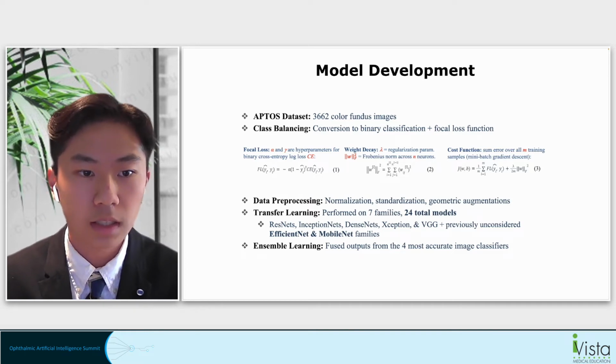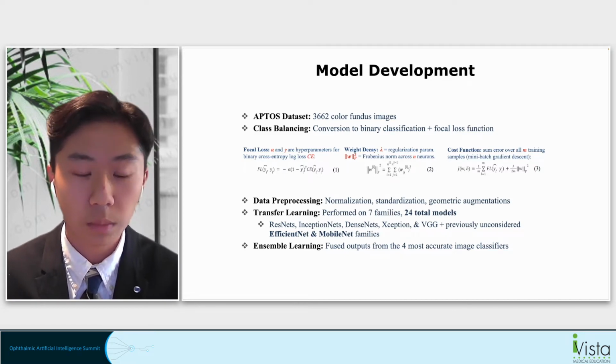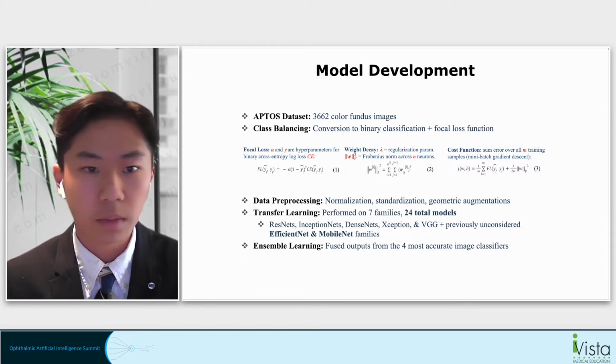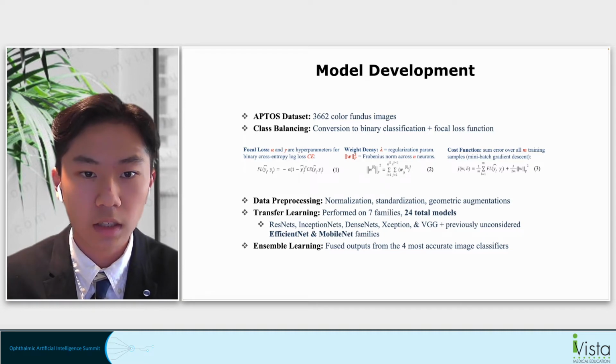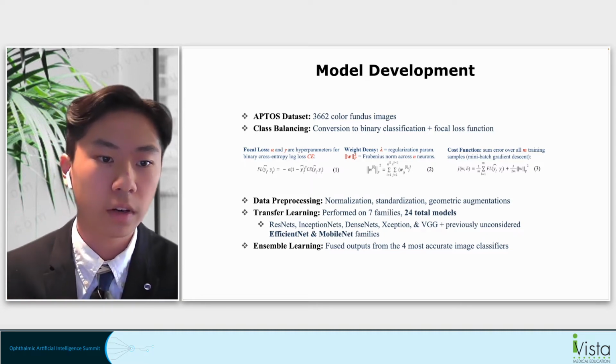I also used a class-sensitive focal loss function to further address any class imbalances, and then subsequently trained 24 state-of-the-art image classification frameworks, including the previously unconsidered EfficientNet and MobileNet families. And then, as mentioned before, leveraging an ensemble stacking technique, I fused the top 4 individual models into a higher performing classifier.